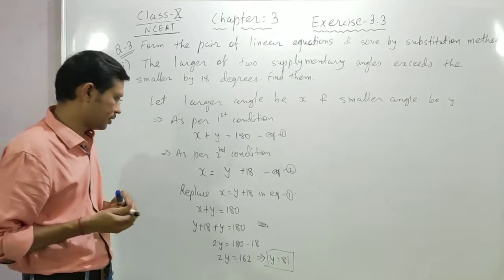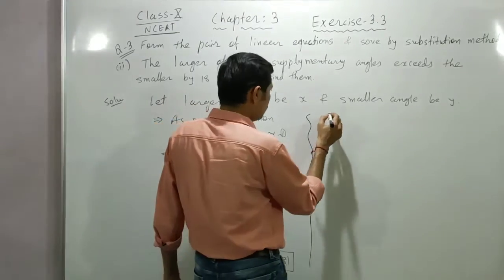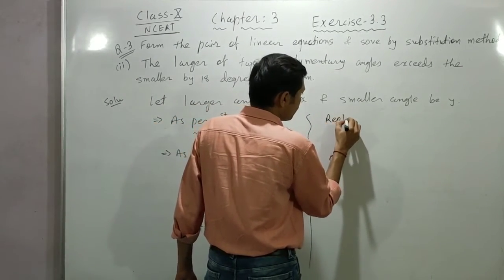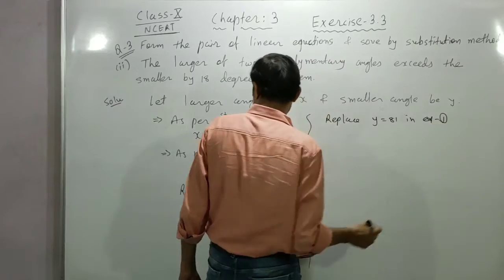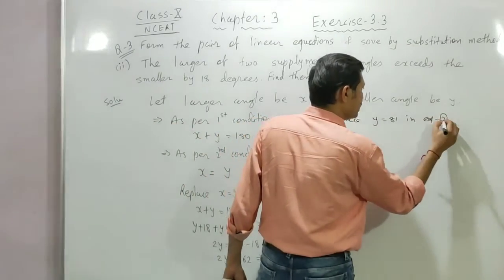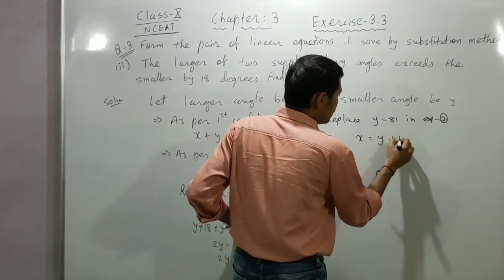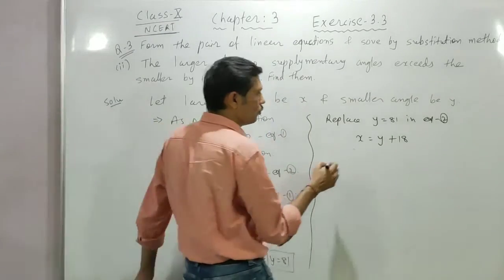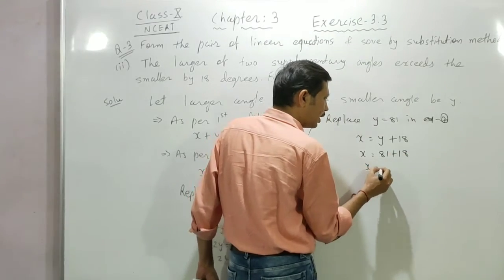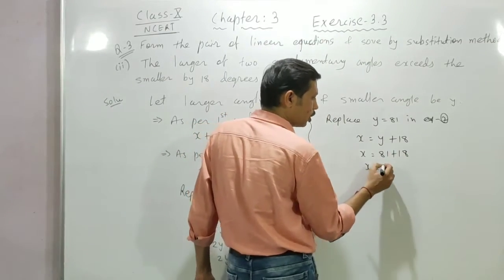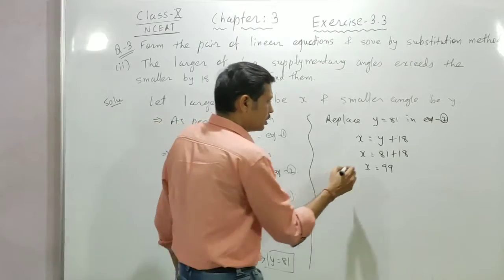Now come to the value of x. Replace y equals 81 in equation number 2. What is equation number 2? x is equal to y plus 18. When I replace y with 81, what happened? When I add both, I get 99. Clear? That's the value of x.